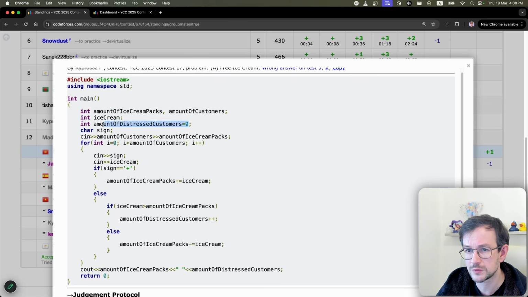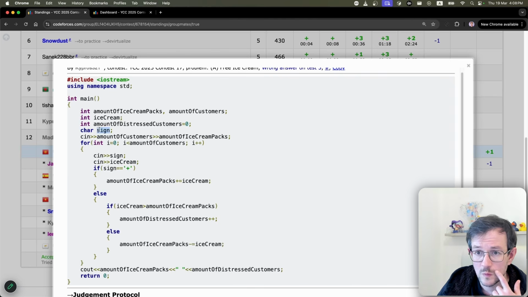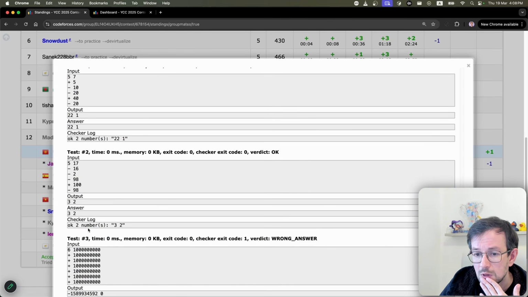Okay, this is 0. This we will read. This one we will read. This one we will read. Char sign. I'm not sure what's happening with chars here actually. If you read one char, will it read it from the next one? Maybe it will read just a space. Okay, no, it will not pass the first test.